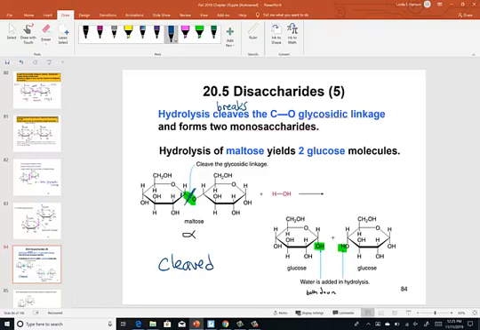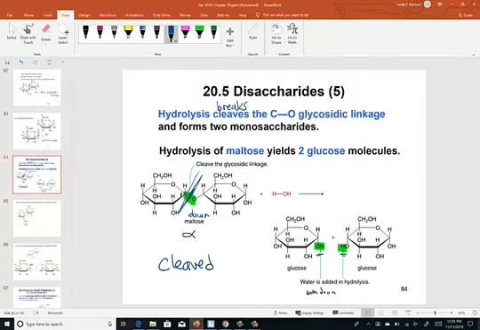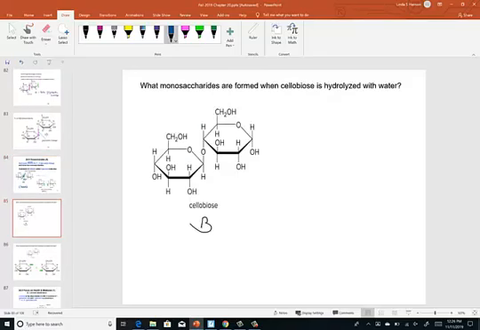Notice this is alpha, so it's pointing down, which means the positions here will be pointing down. So all I have to do is to redraw each monomer, but break the position here and reestablish the alcohols. Since the linkage is alpha, both alcohols are drawn down. And you might want to pause to just catch up your drawing if you need to. If we have a beta position, what monosaccharides would be formed if I hydrolyze this disaccharide with water?